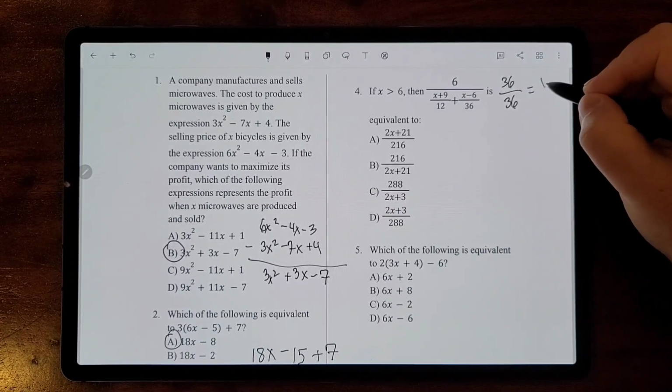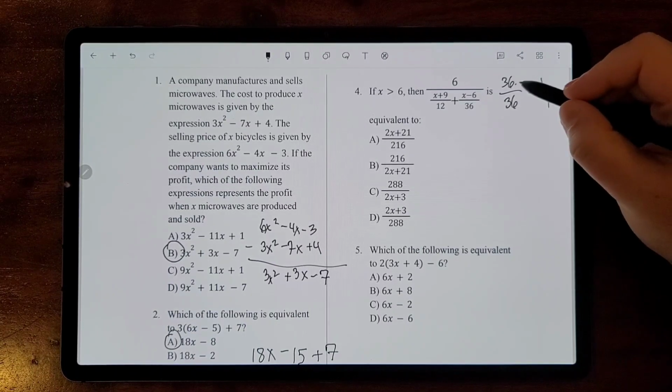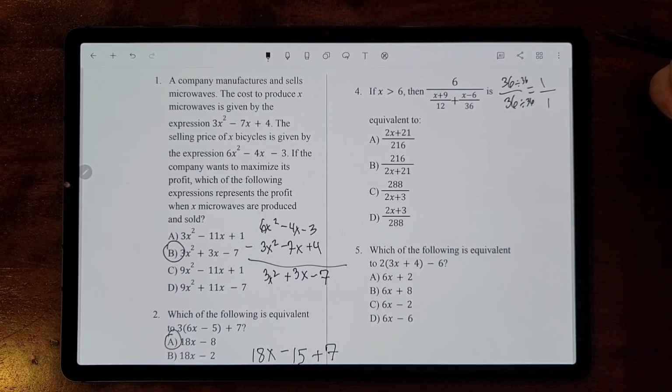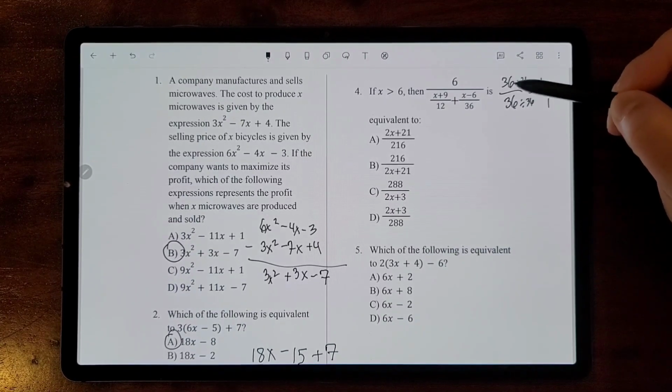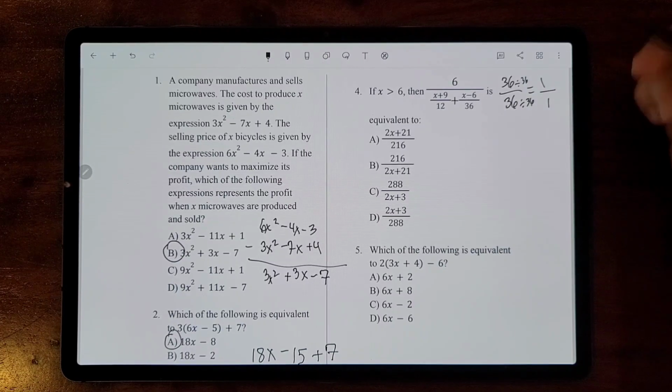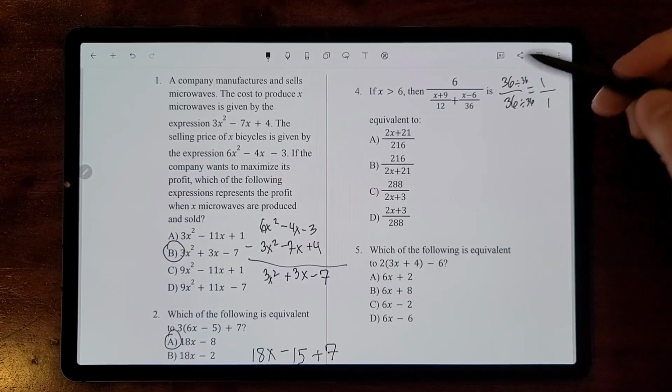36 over 36, remember, is the same thing as just 1, because if we divide by 36 on top and bottom to simplify the fraction, it's just 1. So it's as if you're multiplying by 1, but by a number that allows you to get rid of those denominators. So that's why it's helpful here.